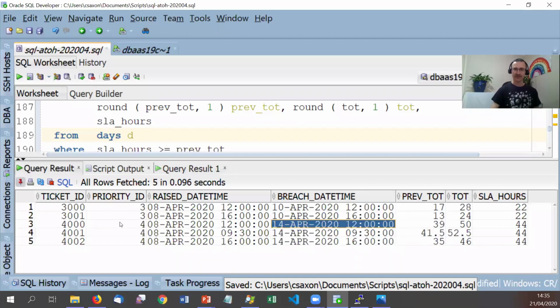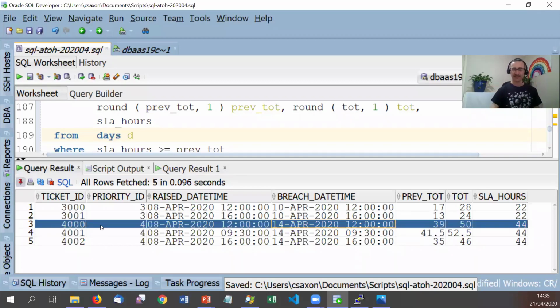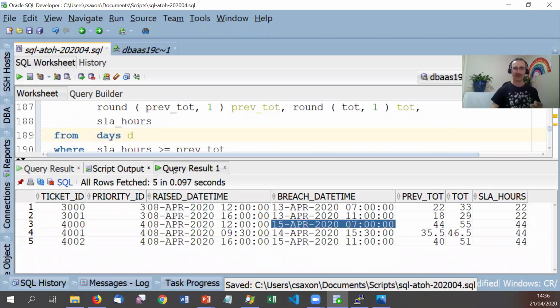And returning to the point about if something is due to breach exactly the end of a working day, which day do you consider it to breach on? This ticket, 4,000, raised at noon exactly. When we finished at noon on Good Friday, that means we then used up our hours for that. So the breach here, instead of being on the 14th of April at noon, is the 15th of April at 7 a.m. Is this right? Talk to your business and find out. Find out what they think and mean about that.